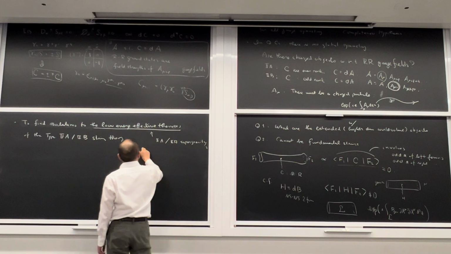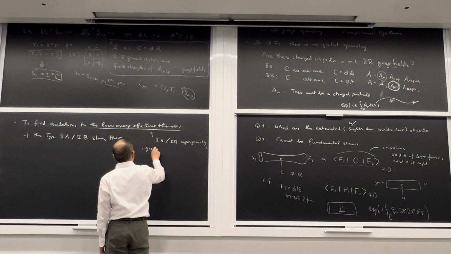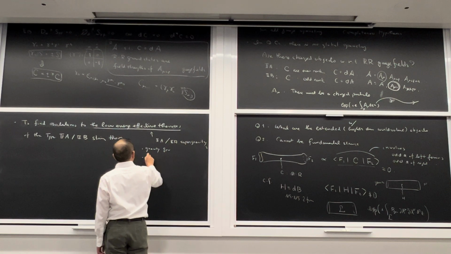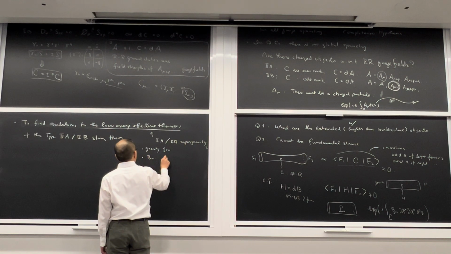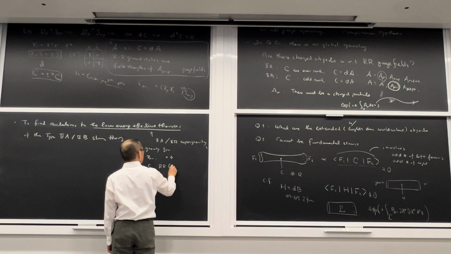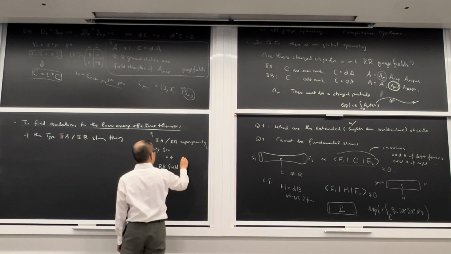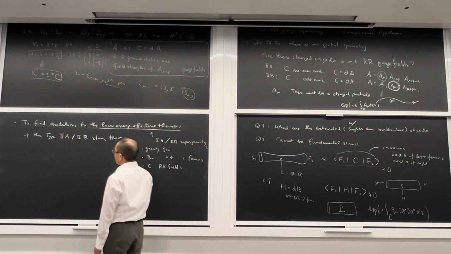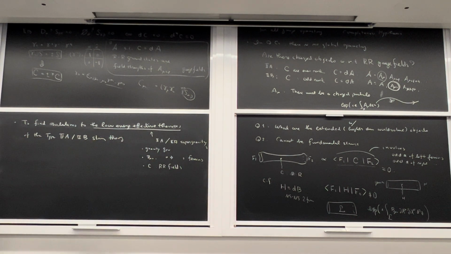So it consists of gravity, the metric G mu nu, and then this unsymmetric tensor field, and the dilaton, and then a bunch of Ramond gauge fields. And plus fermions. So we look for solutions to this equation.